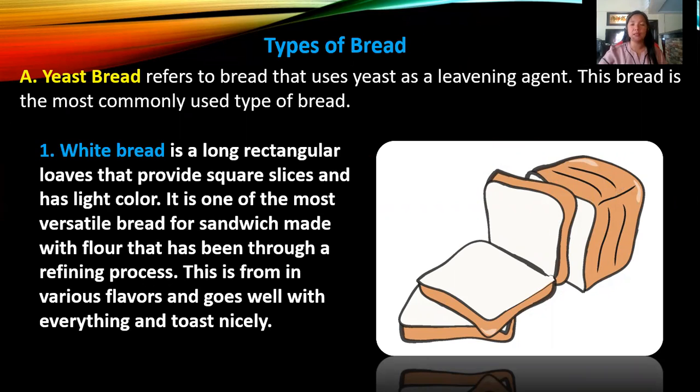The first one is the white bread. It's a long rectangular loaf that provides square slices and has a light color. It is one of the most versatile breads for sandwich, made with flour that has been through a refining process. It comes in various flavors, goes well with everything, and toasts nicely.